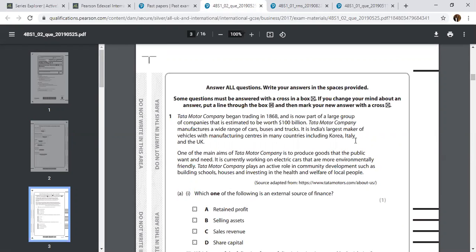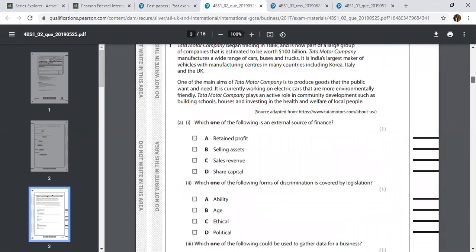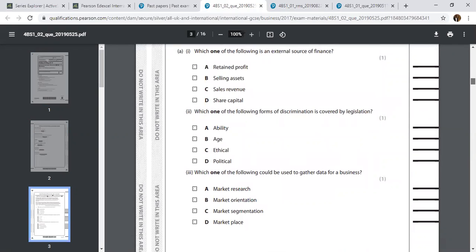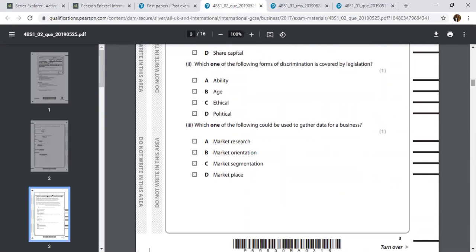So Tata is a big company, right? They also help the community, like building schools, in their corporate social responsibility concept they talk about at the end. Regarding the legislation part, remember last week: which one of the following forms of discrimination is covered by legislation? Ability, age, ethnic, political. Ability we call disability, and we don't talk about ethnic or political. The answer is B, age discrimination.